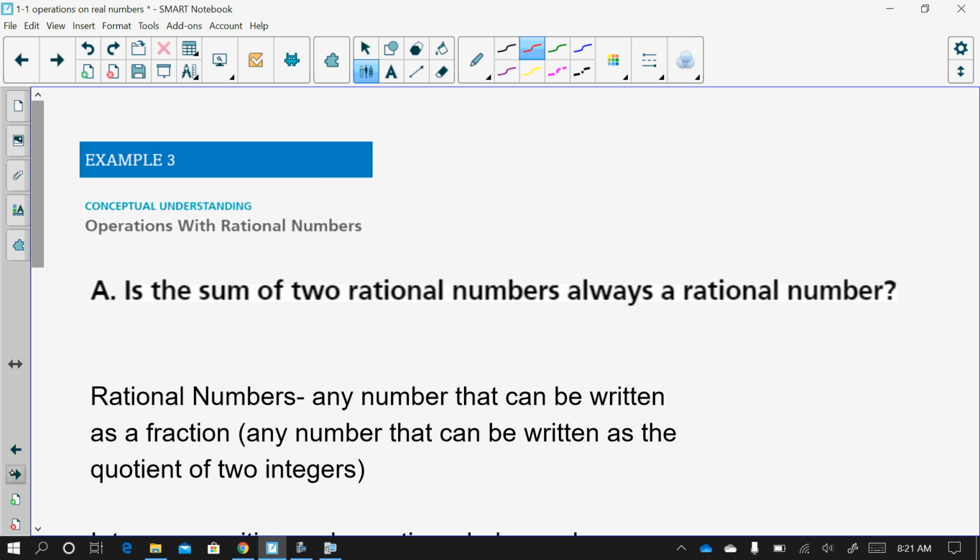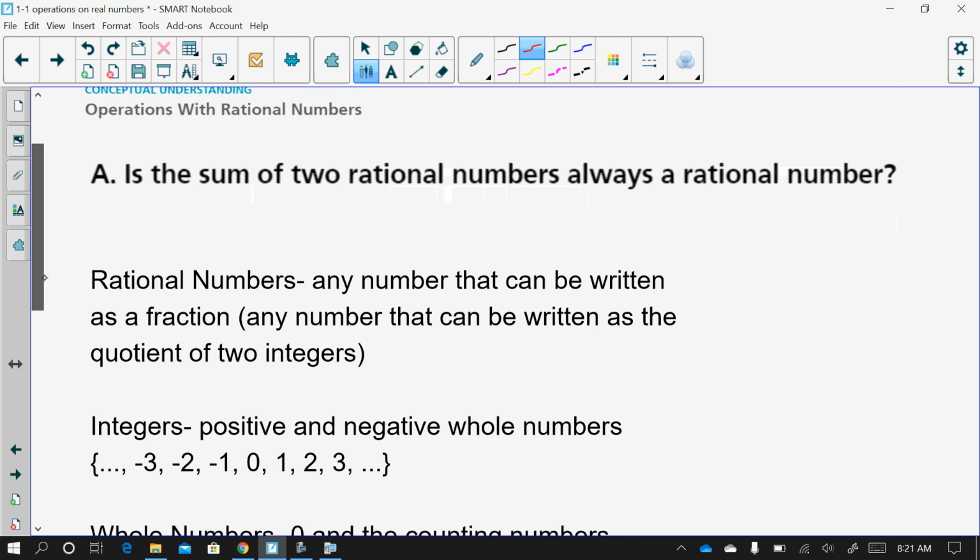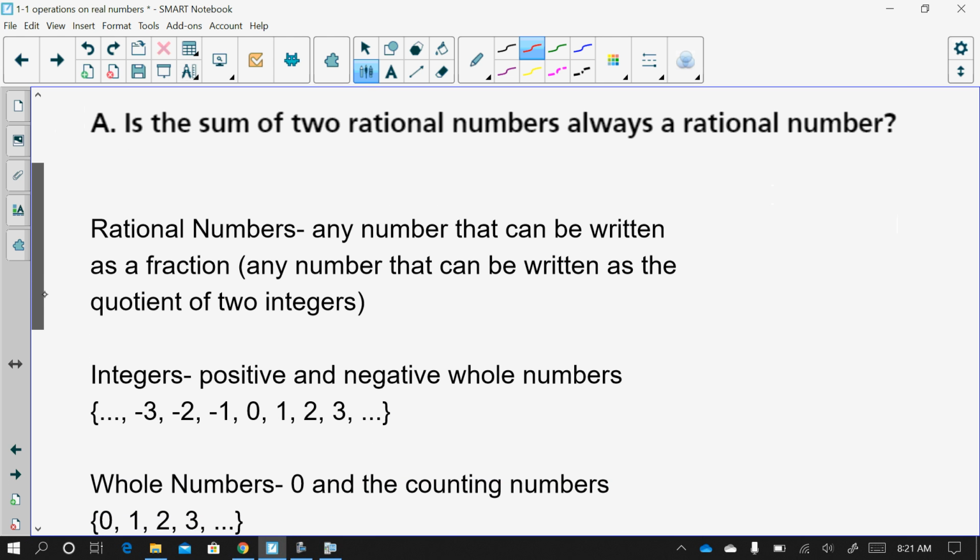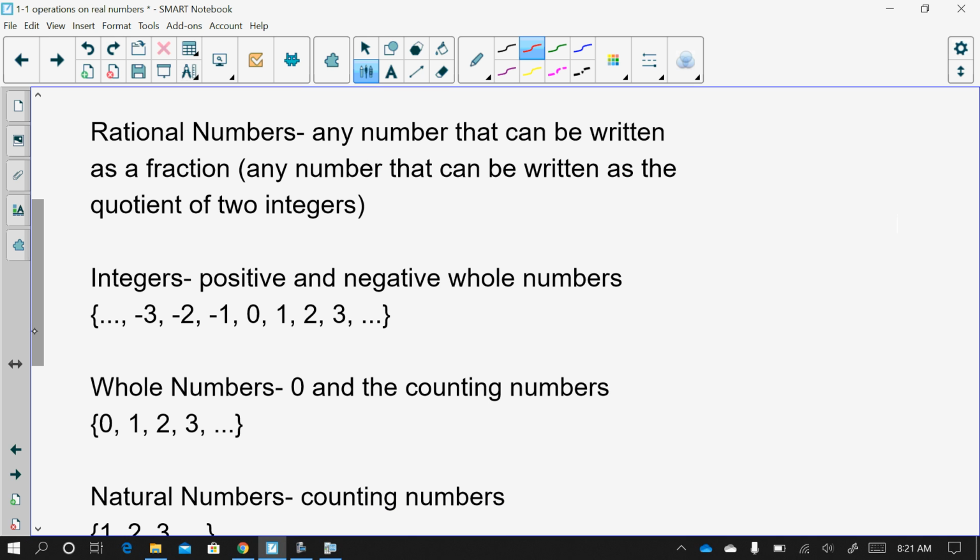Okay, next problem, talking about rational numbers. So is the sum of two rational numbers always a rational number? Well, let's talk about what is a rational number. Remember, a rational number is any number that can be written as a fraction. A more formal definition is any number that can be written as the quotient of two integers.